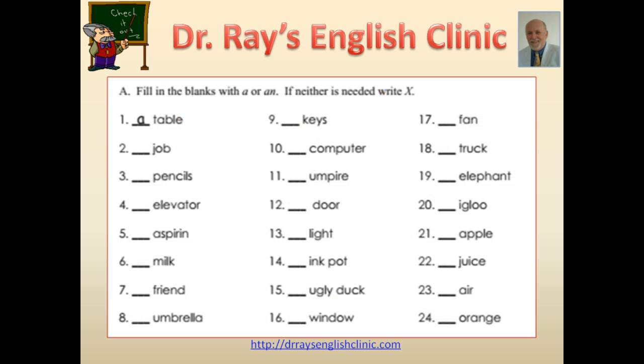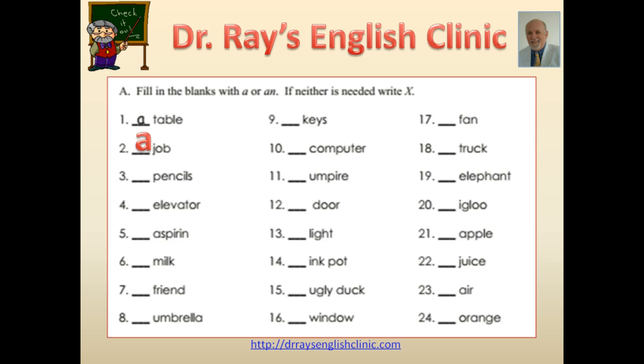Okay. Let's move along here and do just a quick exercise. How do we fill in the blanks with a or an, or put X if not needed? The first one's been done for us. Table. A table. Okay, it's singular. It starts with T, a consonant sound, so a table. The next one, job. Let's think. It's single, right? There's only one job. It starts with a consonant sound, J, so therefore it's a job.